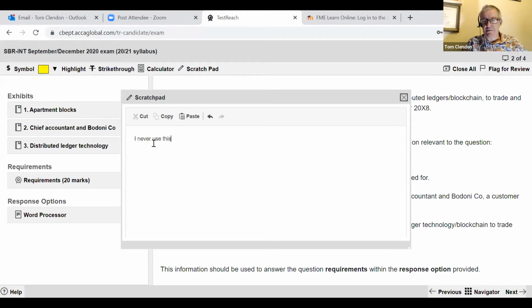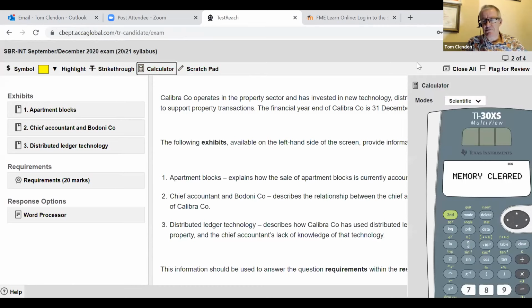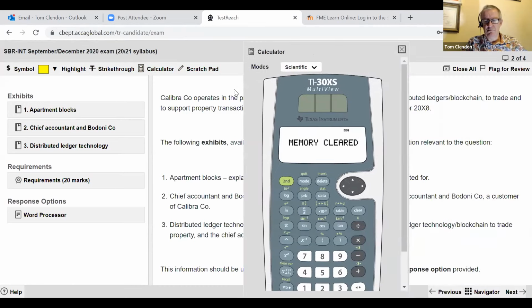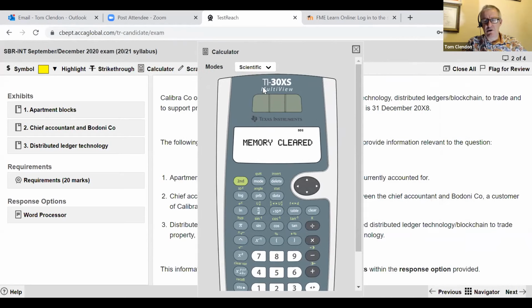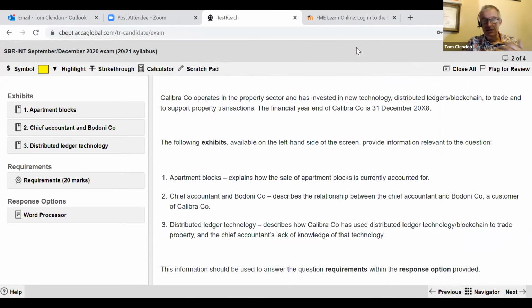And I never use it because to me, the examiner never will see this. You're not allowed to take paper in the exam. And I personally don't see the functionality of that at a strategic professional exam. You've got a calculator. So if you want to use a calculator, you can use it, whether it's scientific or standard. So again, you can take a calculator into the exam, provided it's not programmable.